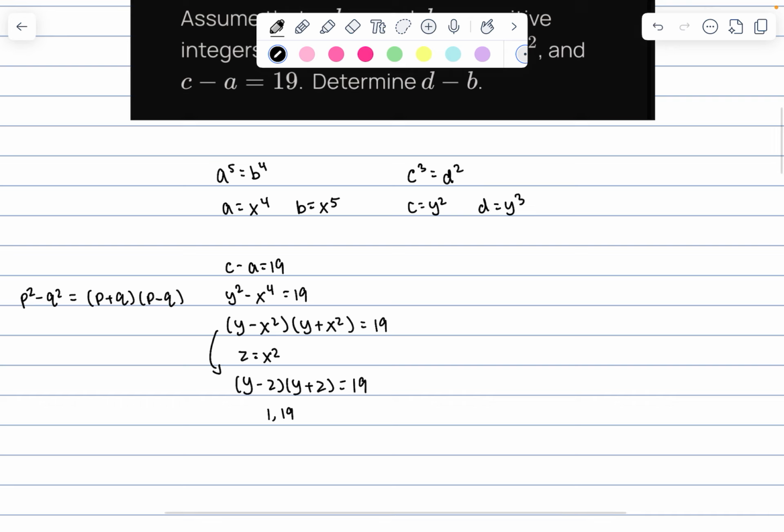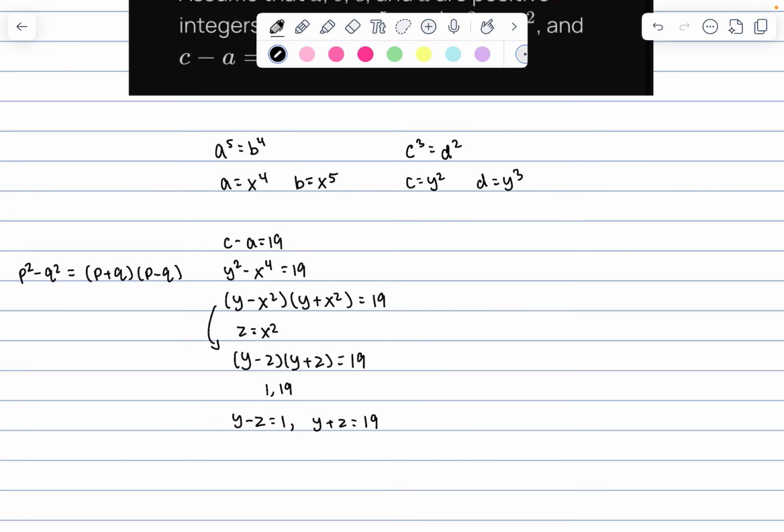So then we have y minus z equals 1, and y plus z equals 19. And when we try a few integers, we get that y equals 10 and z equals 9. If we recall, we let z equal x squared, so that means that x equals 3.